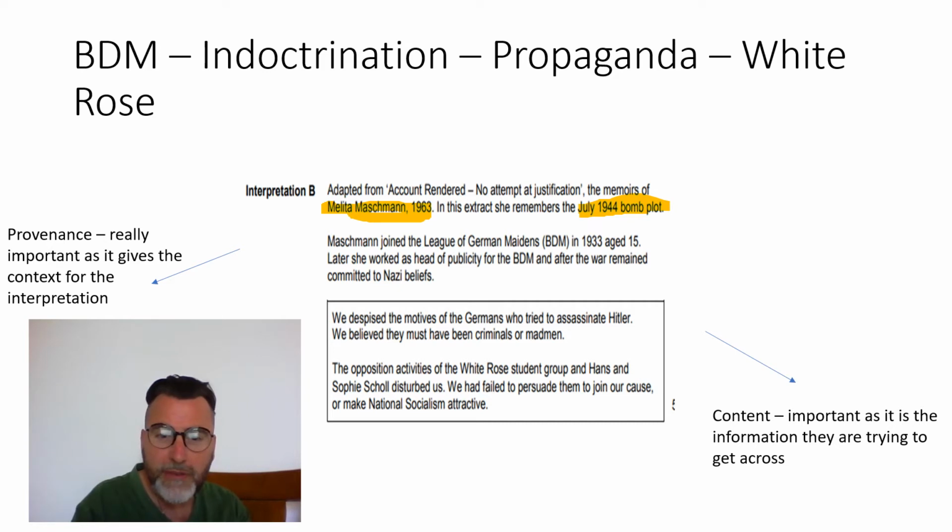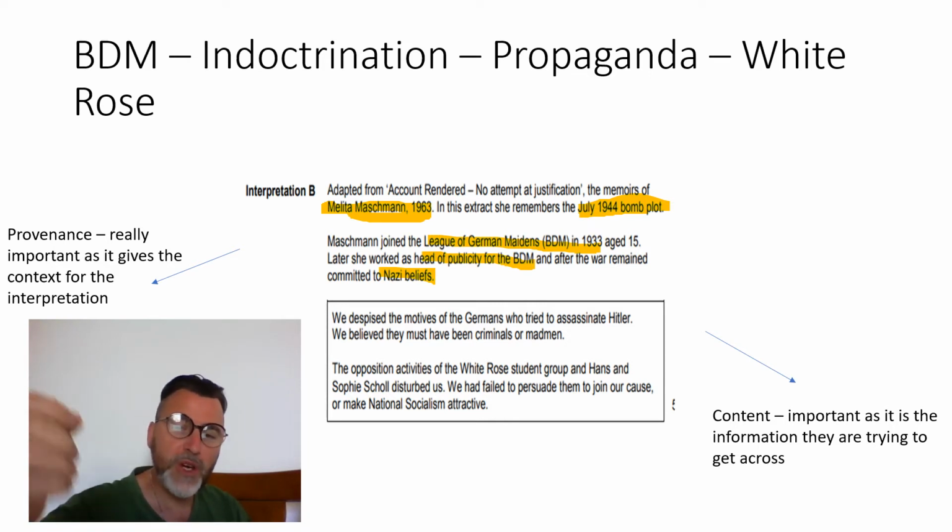Mashman joined the League of German Maidens in 1933, age 15, and later became head of publicity for the BDM, League of German Maidens. And after the war, she was still very Nazi in her beliefs. It gives you a lot of information about this woman there. She went to those schools, was indoctrinated, believed the propaganda, and therefore believed in the Nazi ideal all the way through. She didn't stop believing that.